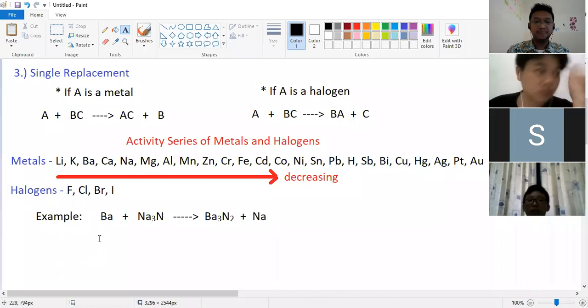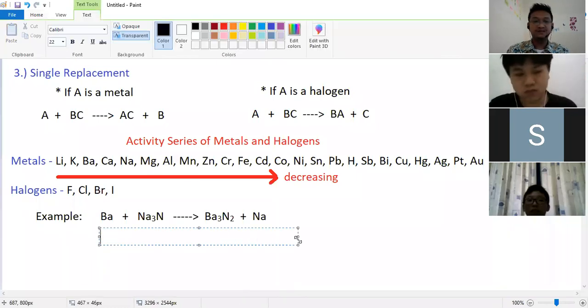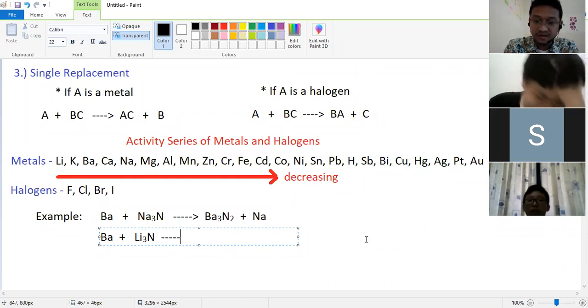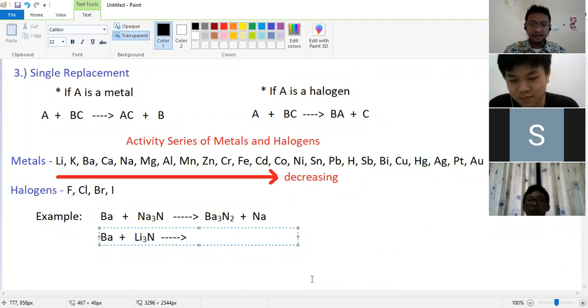Another example. Let's say we are given Ba plus Li3N. Okay, what will be the products when barium reacts with Li3N? Okay, so we have an answer from Jaya. Let's see. His answer is Ba3N2 plus Li. Do you have other answers aside from Jaya's answer? Then let's compare. Is there any more suggested answer?